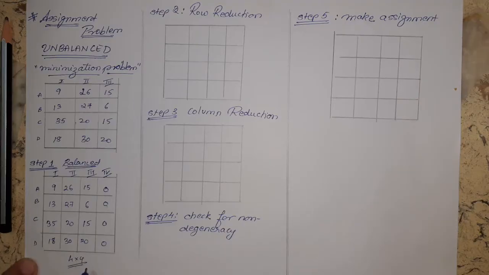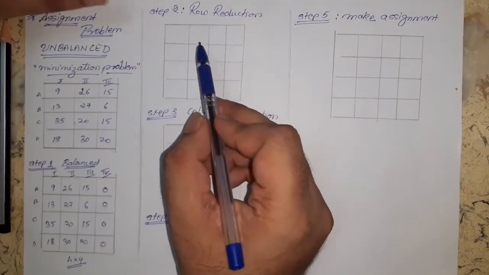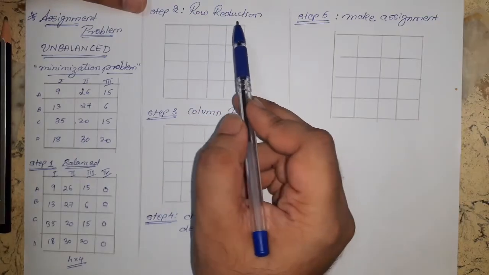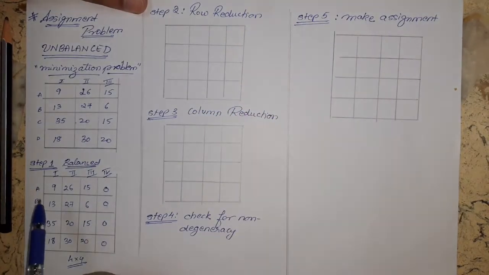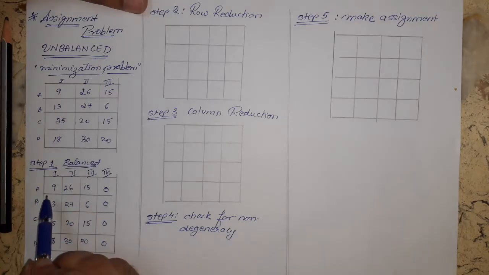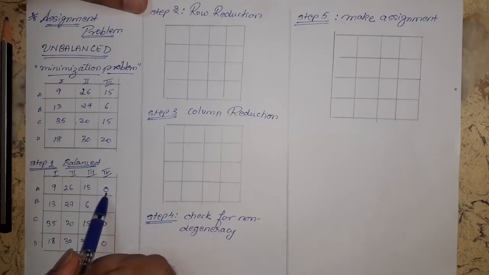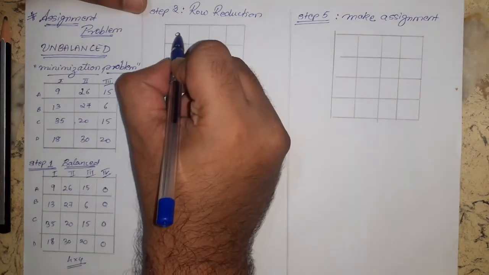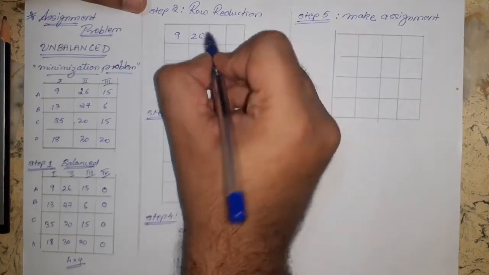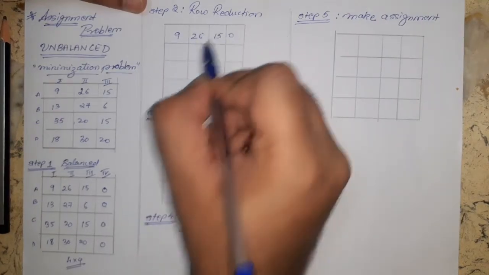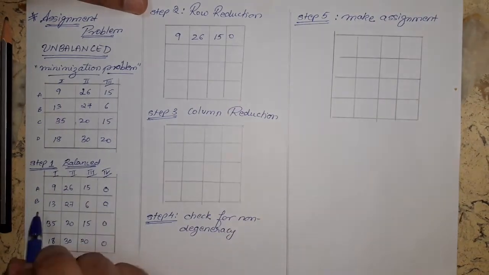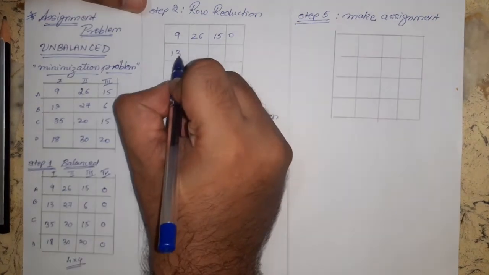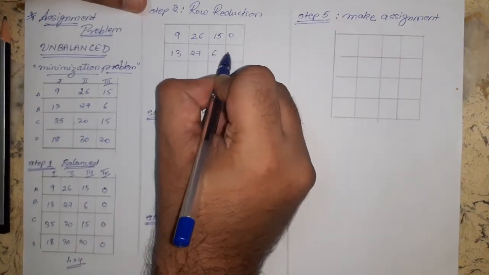Once it is balanced, we'll start with the very first step, that is row reduction. Row reduction means the smallest value from each row will be selected and deducted from the remaining values of the same row. Under the first row, the smallest value is 0, so the values will remain as they are. Second row, the smallest value is 0, so all values minus 0 will give you your row reduction.